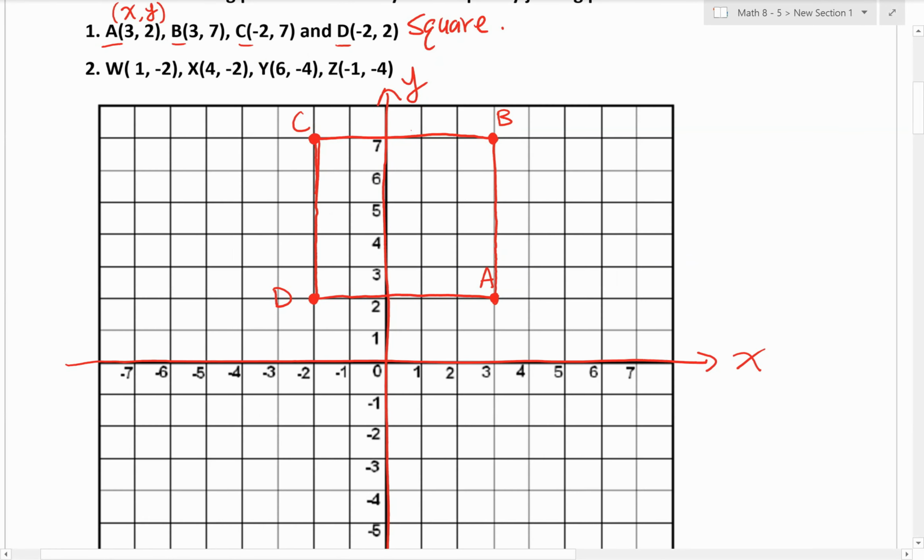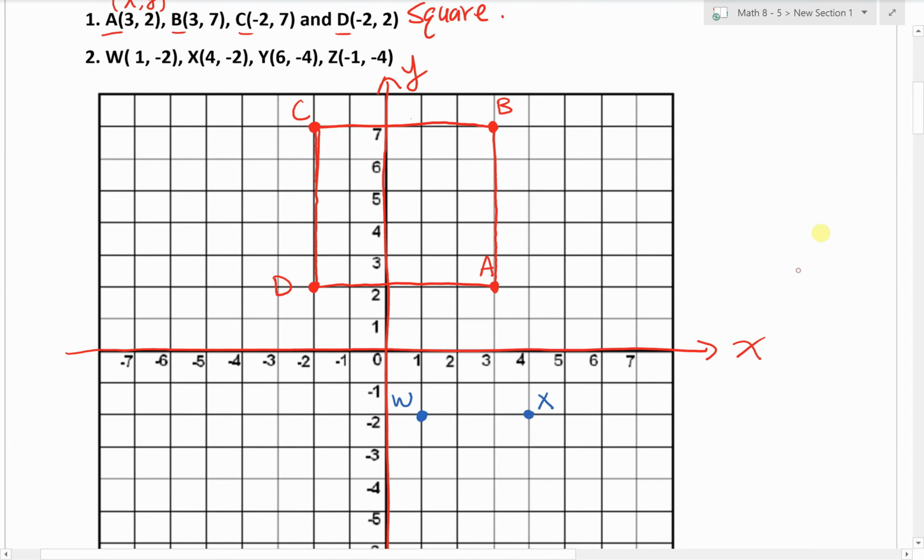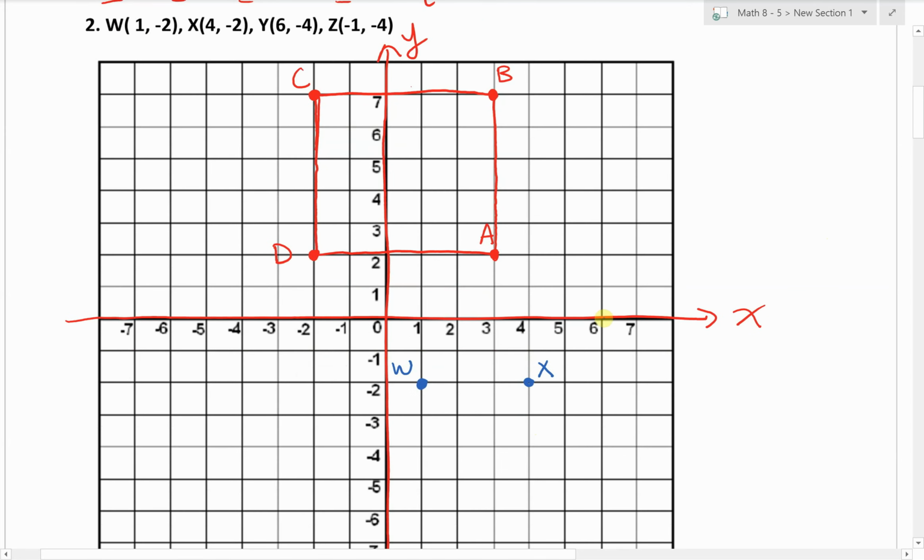Okay, so hopefully you finished plotting the next 4 points. I'm just going to do this here. W is 1, -2. So again, x is 1 and y is -2. That is right here. This is my W. 4, -2. That is right here. Again, x coordinate you can see is a 4. Y coordinate is -2. This is X. My Y, 6, -4. So here's 6 for the x. And the y coordinate is -4. That is right here. So this is Y.